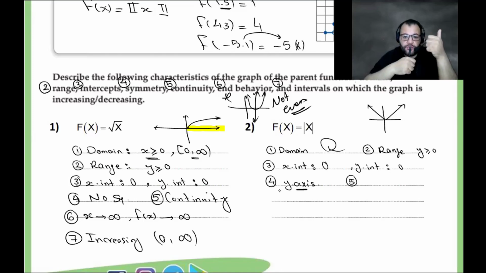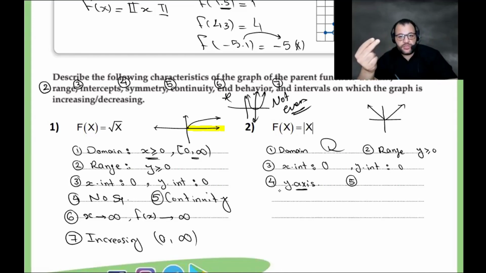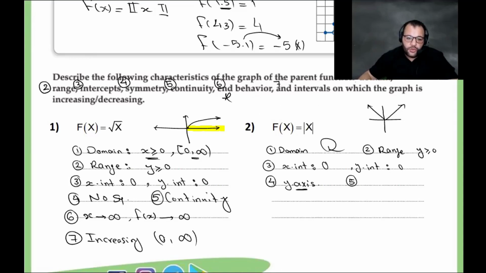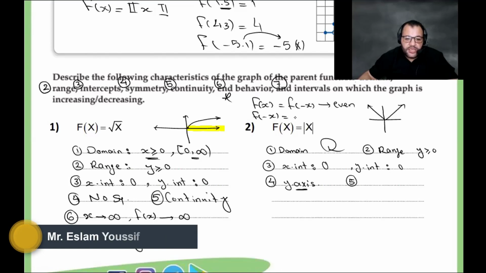That is the first definition, directly from the graph. If you find that the figure has a line of symmetry, which is the y-axis, it means the function is even. If the point of symmetry is the origin, it means this function will be an odd function. That's from the graph. Algebraically, how do we know that a function is even or odd? If f of x equals f of negative x, this function is even. If f of negative x equals negative f of x, it will be an odd function.